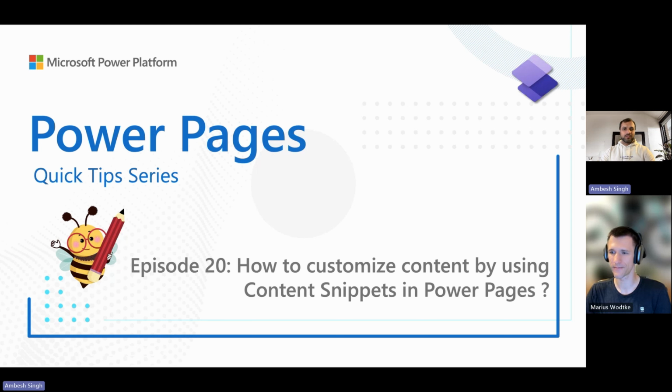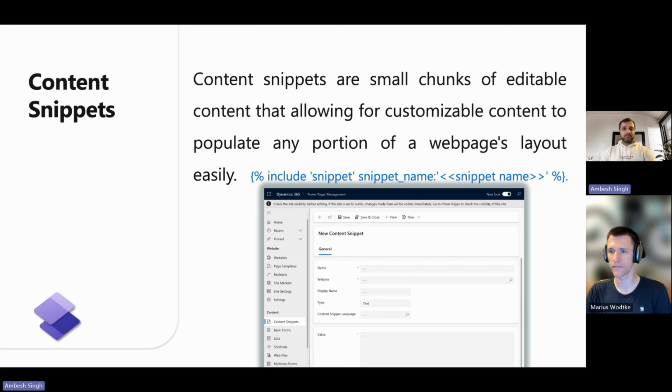Content snippets are small chunks of editable content that can be placed by a developer in the header, footer, web pages, or web templates, allowing customizable content to populate any portion of your web page layout easily. A developer can place the snippet using Liquid code. As an example on the screen, you can see include snippets and the name of the snippet there with the curly brackets.